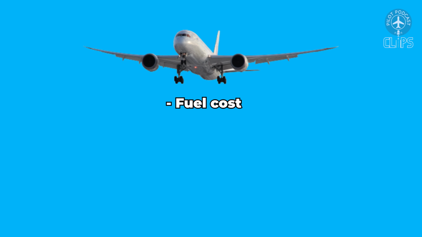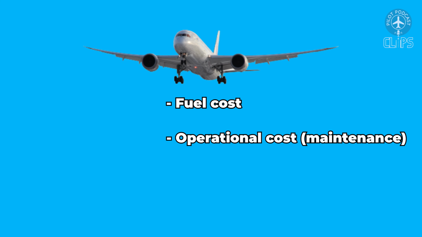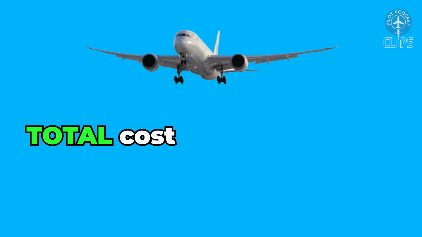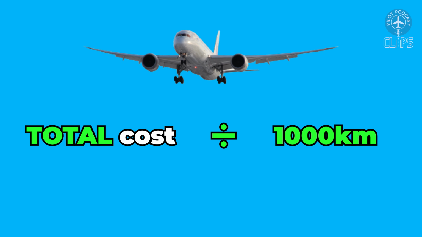Now, in this entire duration, whatever amount the airline spends, whether it is fuel cost, operational cost in terms of maintenance, or salaries of pilots and cabin crew, and the other costs which are to be paid by the airline, that total cost is divided by 1,000 kilometers. So that much cost the airline will end up paying per kilometer per seat. So this is per kilometer and then divided by the total number of seats. So it's a 2-step process. That's usually mentioned in the financial reports of any public airline, right?